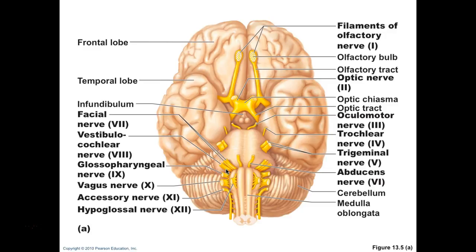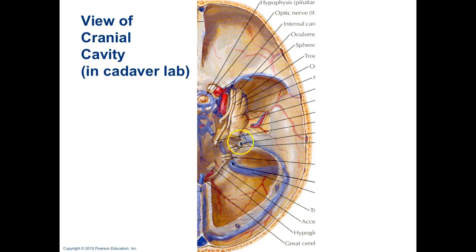And what I mean by exit is that all of these are really coming off of the brainstem, except for cranial nerve number 1 and 2. So they're coming off of the brainstem, and then they have to exit through an opening of our skull in order to travel to areas of our face or our neck, chest, or abdomen. So that's what I mean by a cranial exit.